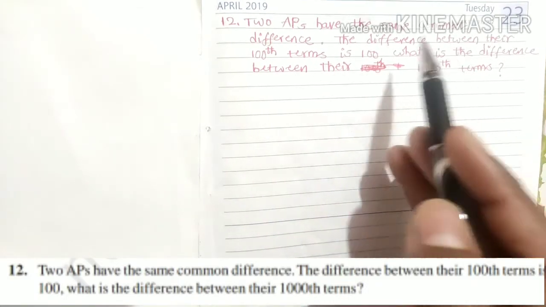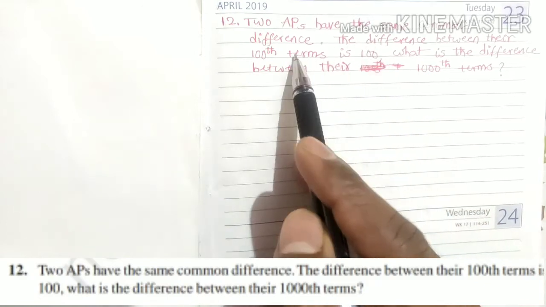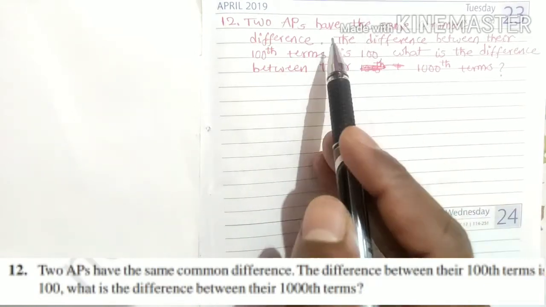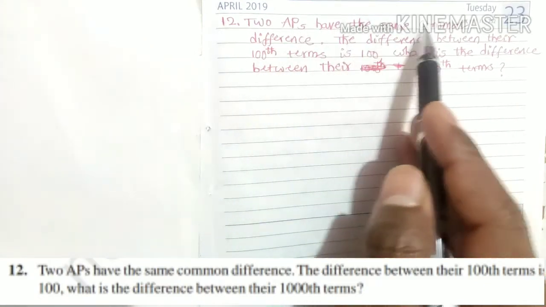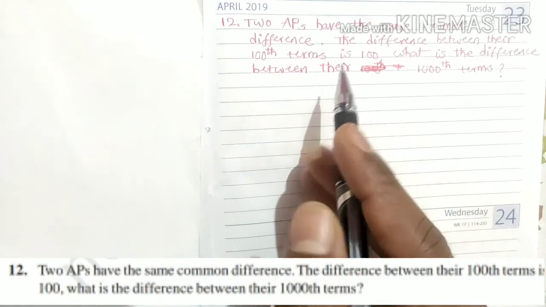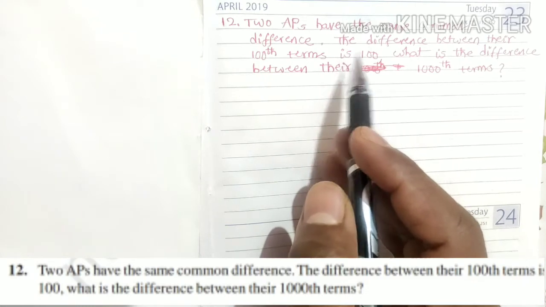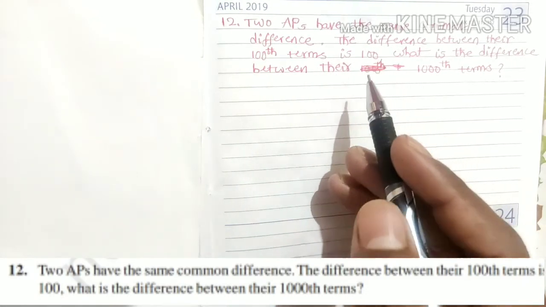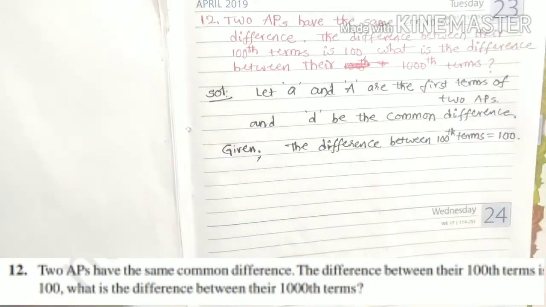Here one hint is what? The difference between 100th terms is 100. This is one hint. Another hint: both the APs have the same common difference. There is no information about the first term. So the first terms might be different and the common difference is the same. With this concept we will proceed.